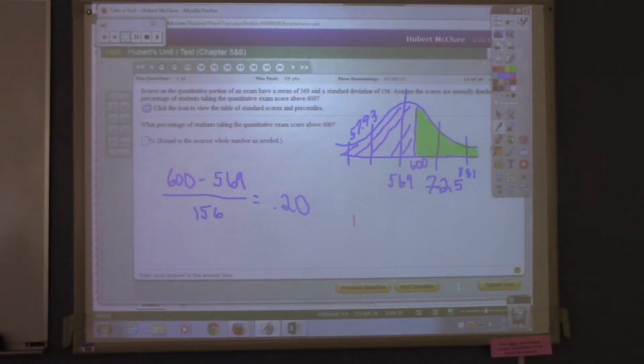It's 100, sorry. 100 minus 57.93. And what do you get? 42.07. And the directions say round to the nearest what? Whole number. So what's the nearest whole number? 42. So 42% make a score of above what? 600. Next question.